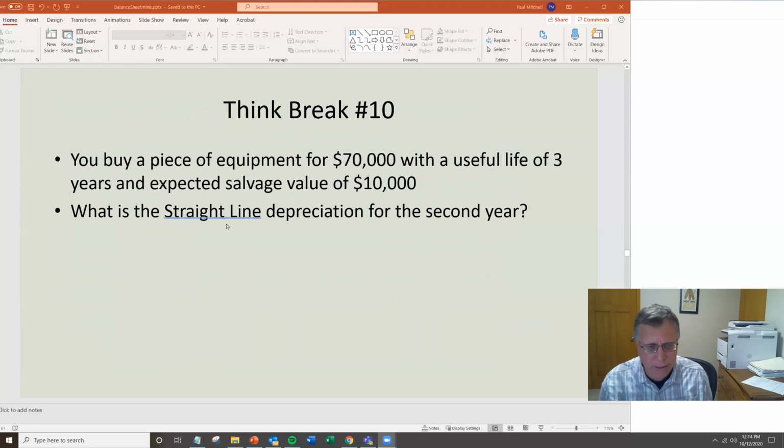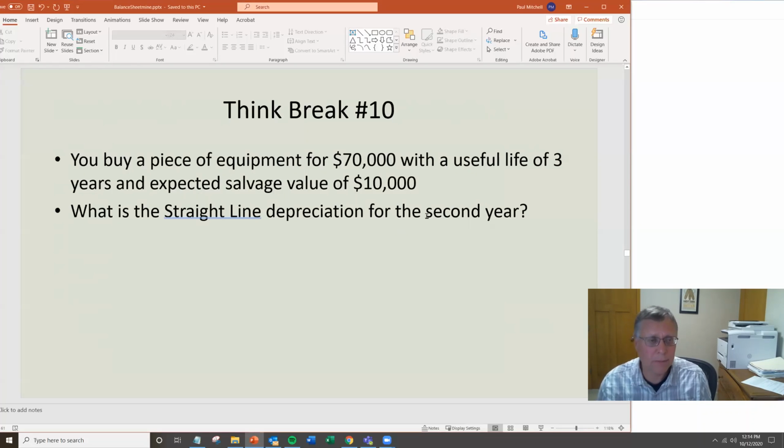Have a little think break. Normally in the classroom, you'd pause and do this problem. You can expect one of these as a problem set and an exam question. So, a $70,000 piece of equipment, use it for 3 years, and it has a salvage value of 10. You should be able to figure out how much depreciation you're going to take per year. What is the straight line depreciation for the second year?